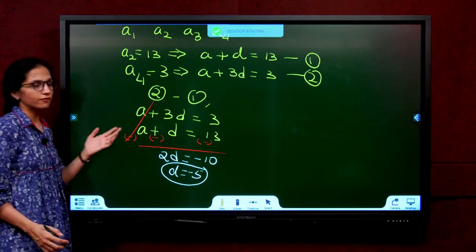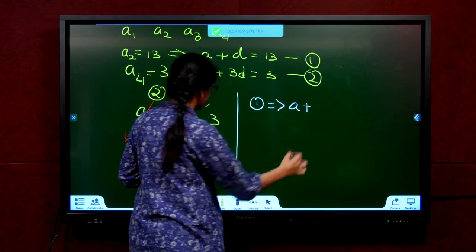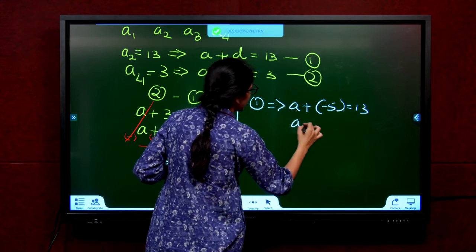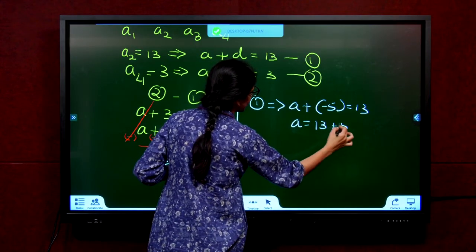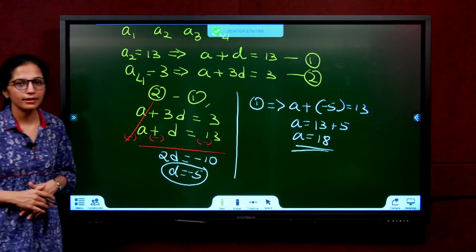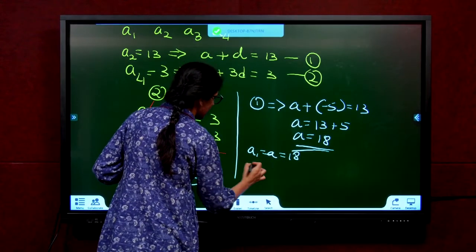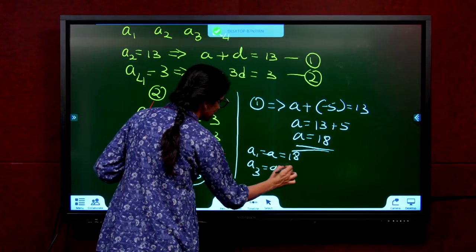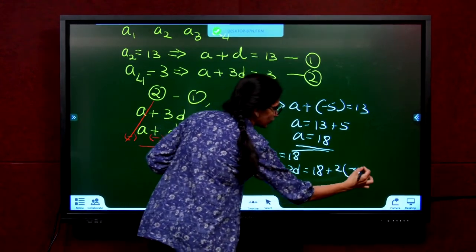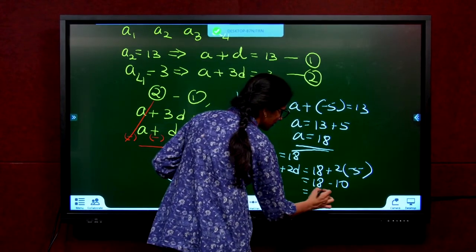So once you get D, find A. How? Equation 1, substitute. A plus D, D is minus 5, minus 5 is equal to 13. A is equal to 13 plus 5 and A is equal to 18. They have asked for A1 and A3. So A1 is nothing but A itself, so 18. A3 is A plus 2D. 18 plus 2 into minus 5. 18 minus 10 is 8.